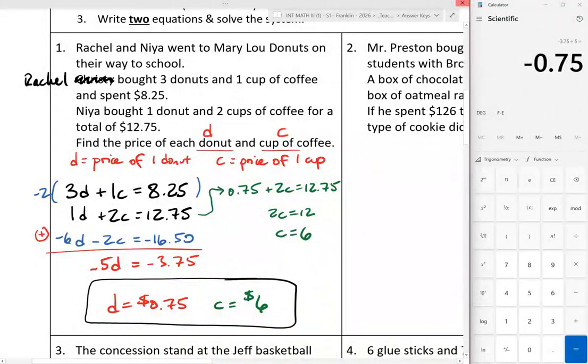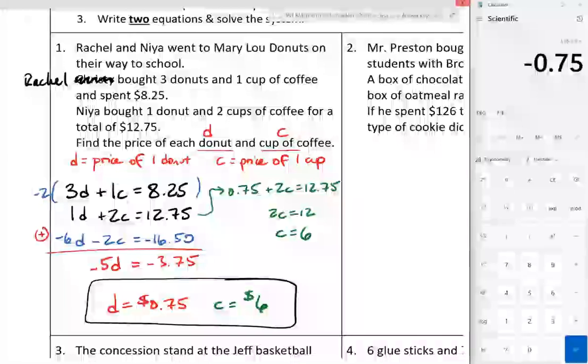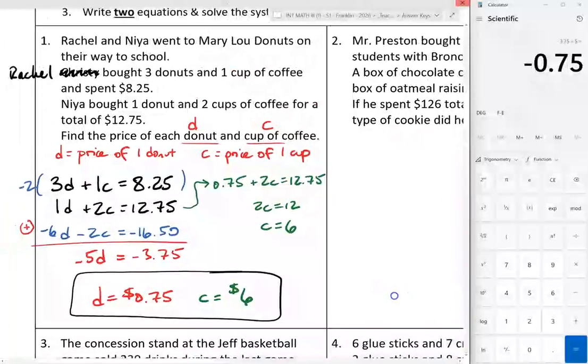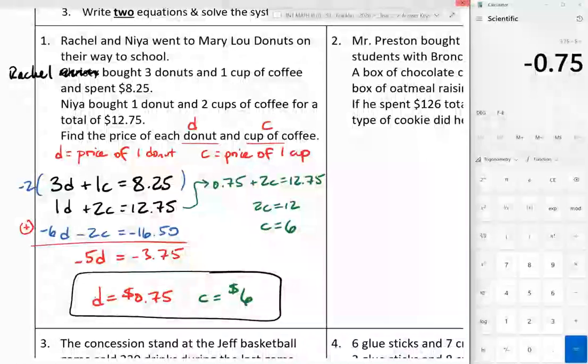If I was formally doing this, I might write out 1 donut is 75 cents, 1 cup of coffee is $6, but this is good enough for here. Notice I don't have my solution as an ordered pair because we're not talking about a graph, although we could graph this certainly, and the ordered pair would be (0.75, 6), but for a word problem like this, for a real world scenario, you want to quantify the answers in the terms that they're given in the problem.